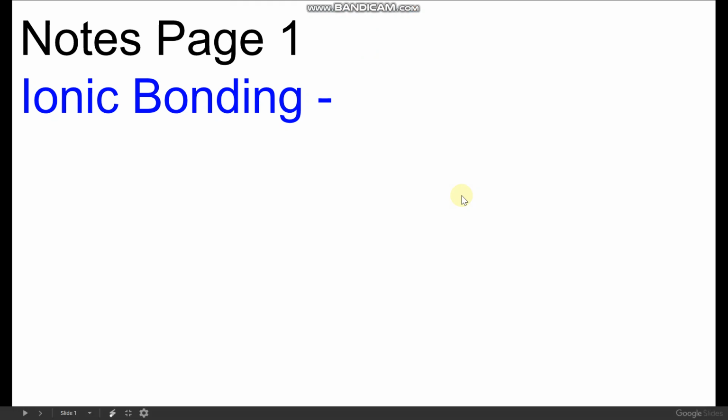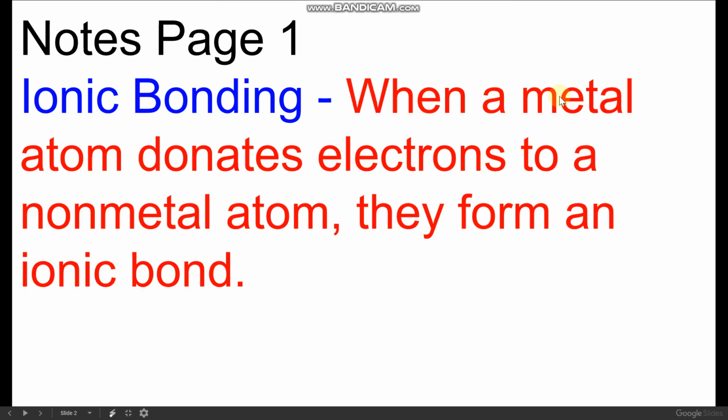Mr. Brunsvold here. Today's lesson is going to be on ionic bonding. So what is ionic bonding? Ionic bonding is when a metal atom donates electrons to a nonmetal atom and they form an ionic bond. So your metal atom is always going to be donating electrons to a nonmetal atom, which accepts those electrons. And then those two atoms, the metal and the nonmetal atom, will form an ionic bond.